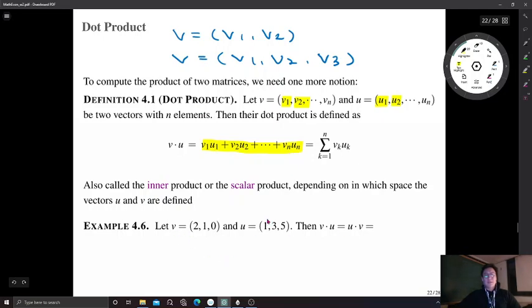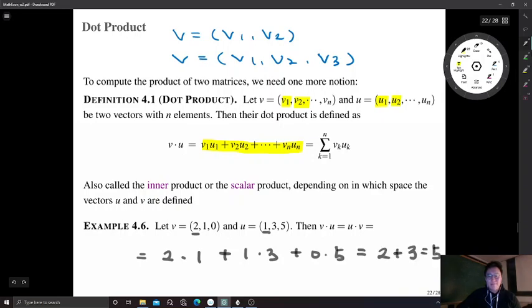Here's one simple example. In three-dimensional space, we have two vectors v and u. v is (2, 1, 0), and u is (1, 3, 5). The dot product is going to be, this is easy: we first take the first elements 2 and 1 and multiply them, plus 1 times 3, plus 0 times 5. So we have 2 plus 3, that is 5.